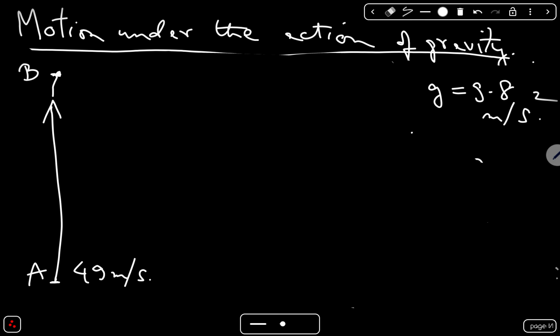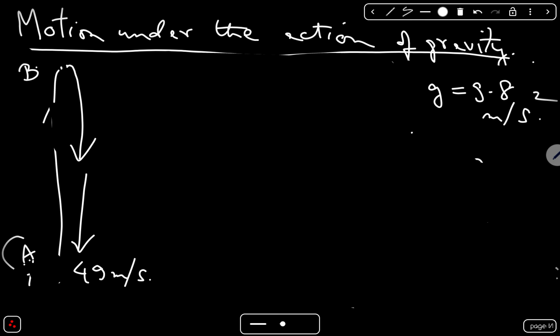Now we have to find the total time it was in flight. That means from point A to B and then falling back again to Earth, to A again. Traveling to point B and then falling back to Earth again, that total time I have to find. Remember, total time will be the time taken from A to B. The same time will be taken from B to A, so we will just multiply it by 2. So let us now find the time taken to travel from point A to point B. That was the maximum height.